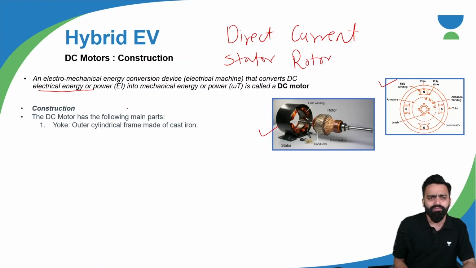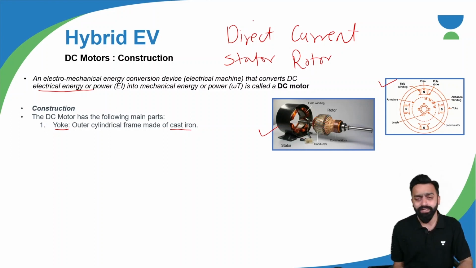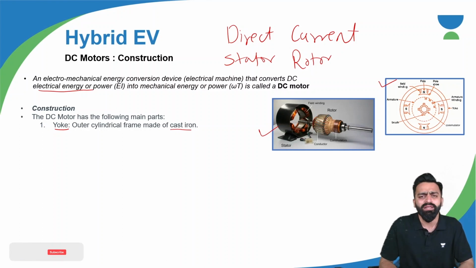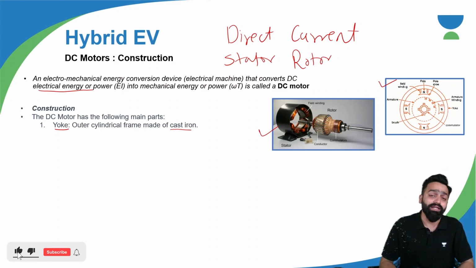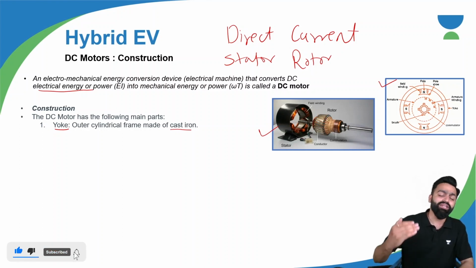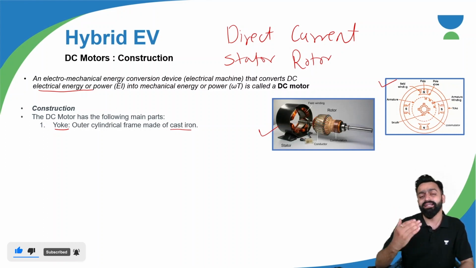So if you see, first component is yoke. So if you see this right hand side image, whatever circular part is there, okay, on the stator, that is called as yoke. So it is outer cylindrical frame made up of cast iron. Now why cast iron? I hope all of you know the term permeability. In case of magnetism, this term is very important. Permeability. Permeability means ability of a material to carry magnetic lines of force.